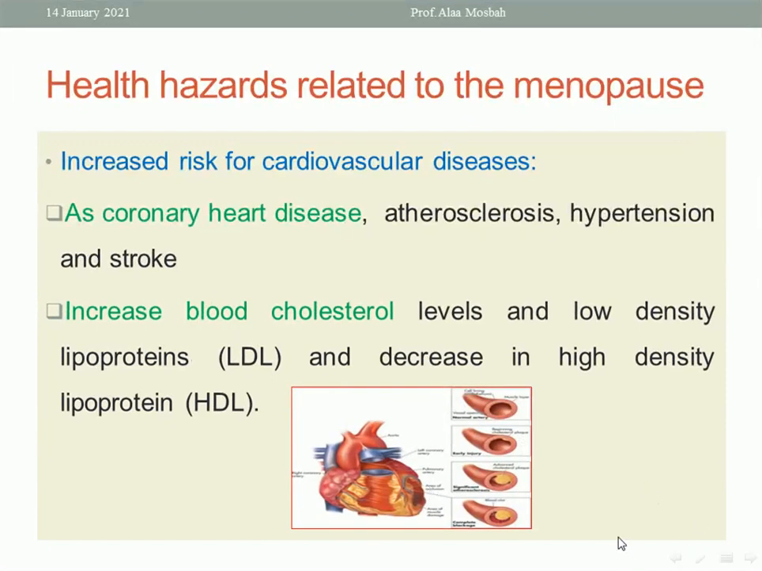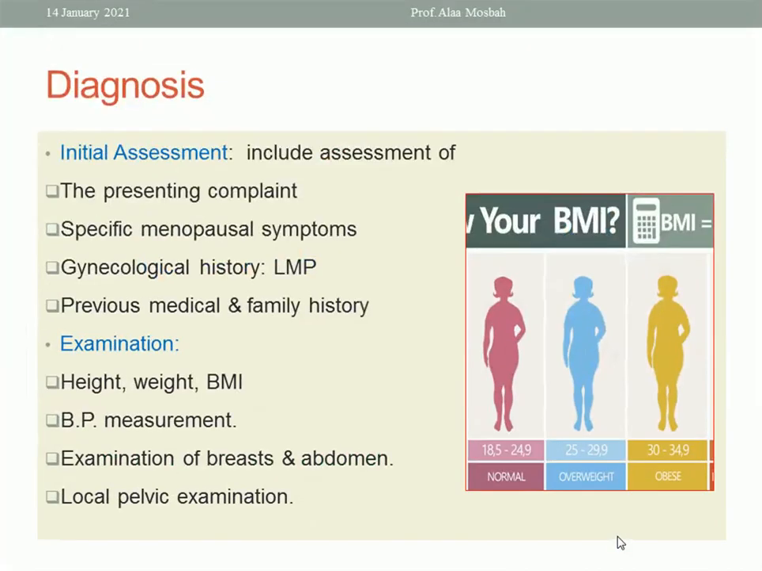The second big problem is cardiovascular disease like ischemic heart disease, atherosclerosis, hypertension, and stroke. Increased blood cholesterol, increased LDL, and decreased HDL. Diagnosis of the menopause starts with the initial assessment of the presenting complaint of the lady, any specific menopausal symptoms like hot flashes and so on.